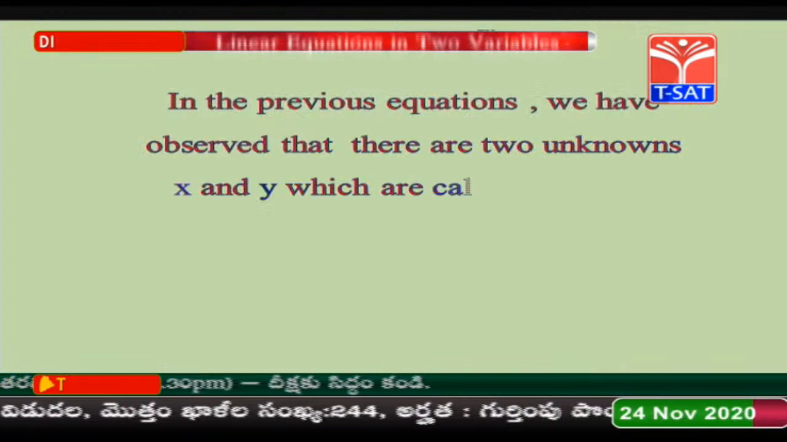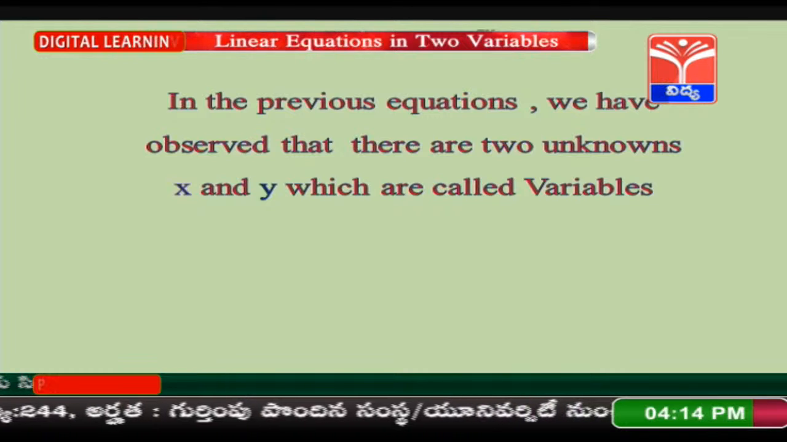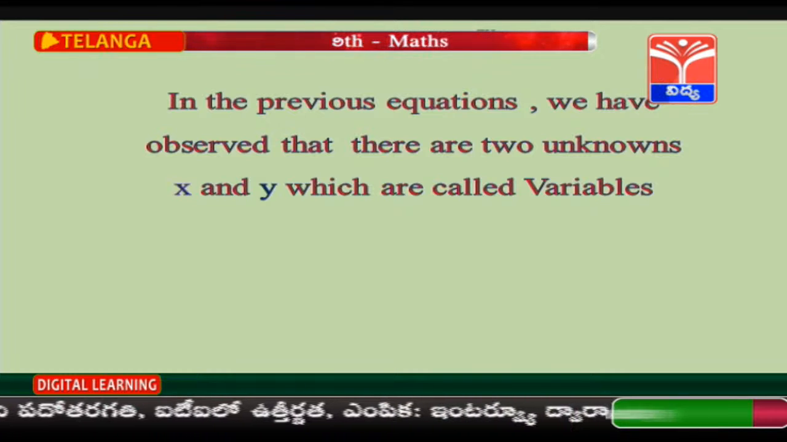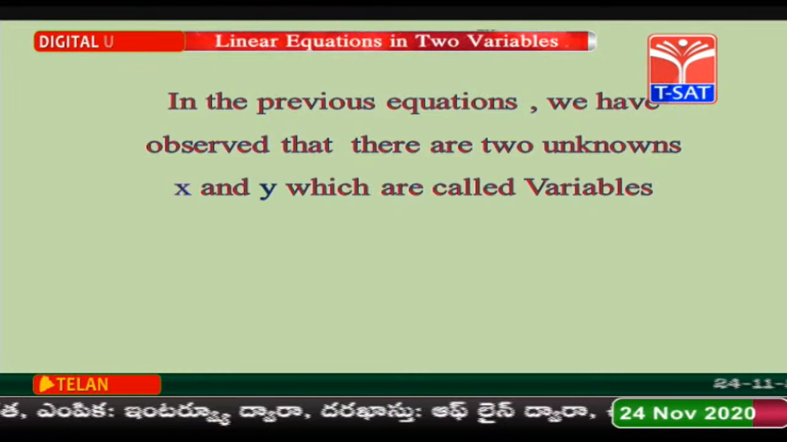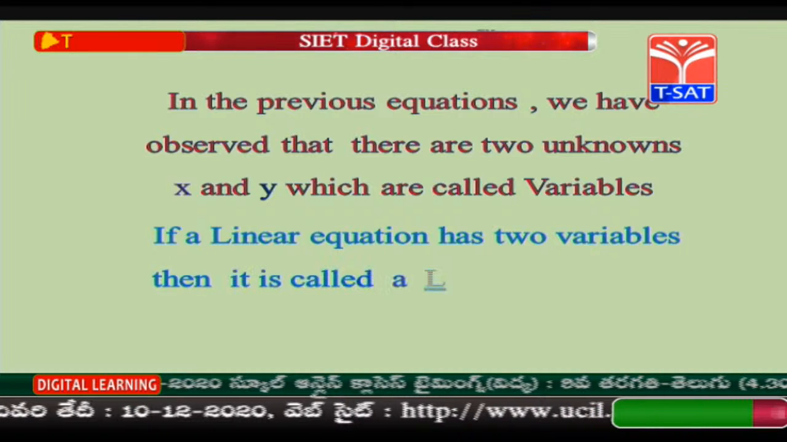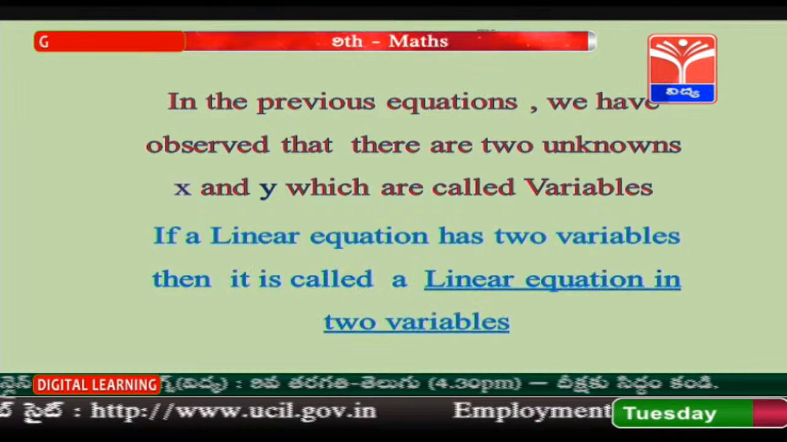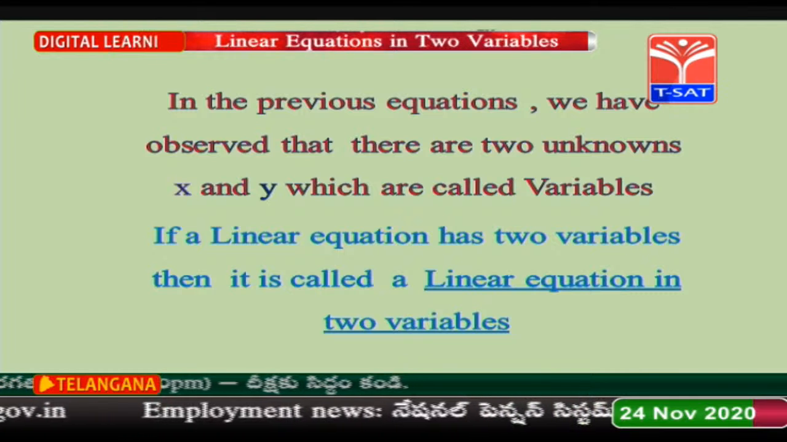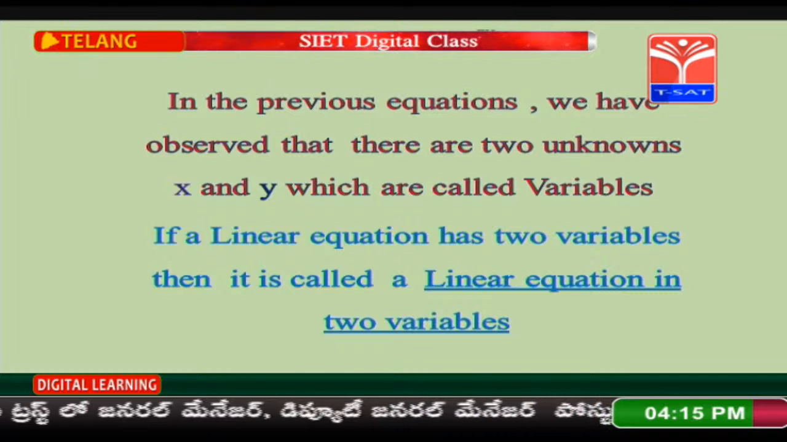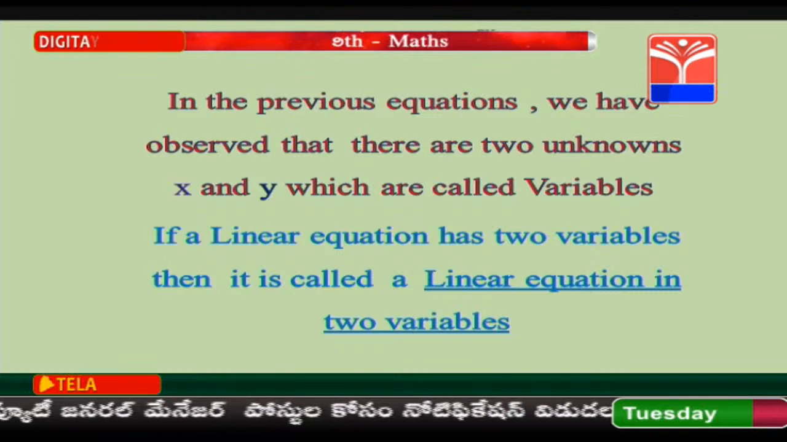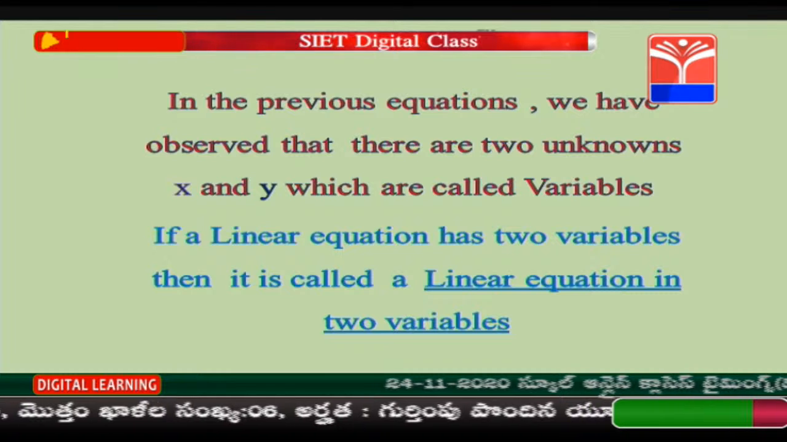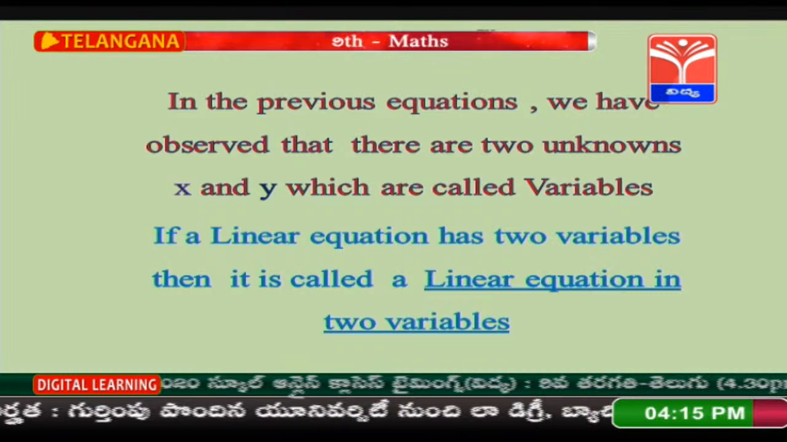In the previous equations, we have observed that there are two unknowns, that is x and y, which we are calling variables, whose values can change as per time. That is the reason we call them variables. Now, if a linear equation has two variables, then it is called a linear equation in two variables. We have observed in the previous case, like just now we said, 2x minus y plus 10 is equal to 0, where x and y are variables.